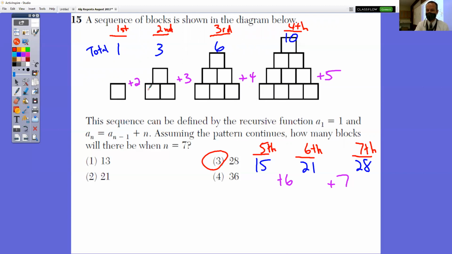Well, we're adding by 2. We're adding another row to the bottom. So we're adding by 3. We're adding another row to the bottom. We're adding by 4. The next one would be adding by 5. So 10 plus 5 is 15. The next one, we would add a row of 6, so we get to 21. The next one, we would add a row of 7, so we get to 28. They want to know how many would be in that 7th picture. So it would be 28.